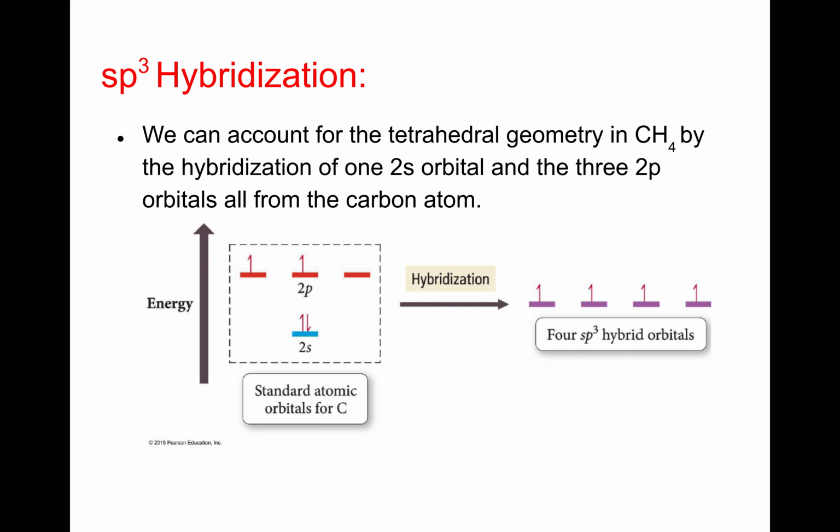sp3 hybridization. In this case, we're going to hybridize 3 p orbitals and 1 s orbital to create 4 sp3 hybrid orbitals. Again, these 4 sp3 hybrid orbitals are a weighted average of the unhybridized atomic orbitals used. In this case, since we're using 3 p orbitals and 1 s orbital, the 4 sp3 hybrid orbitals will have 25% characteristic s orbital and 75% characteristics p orbitals.